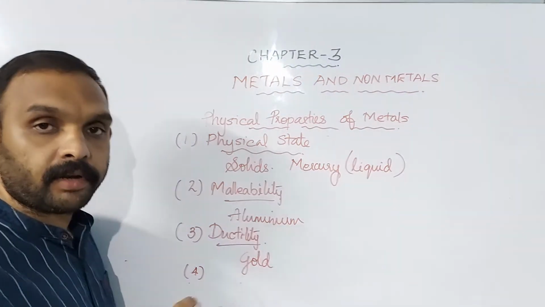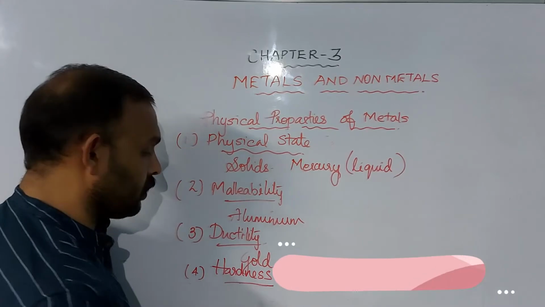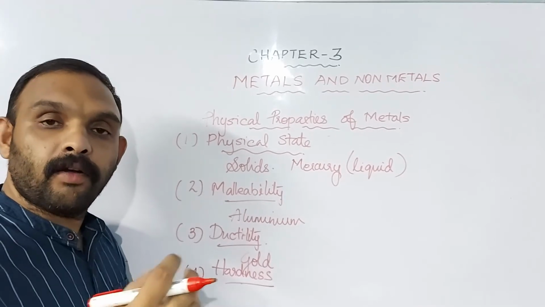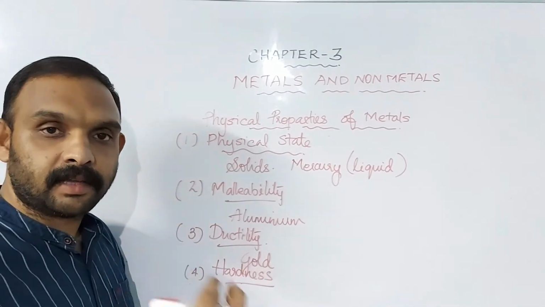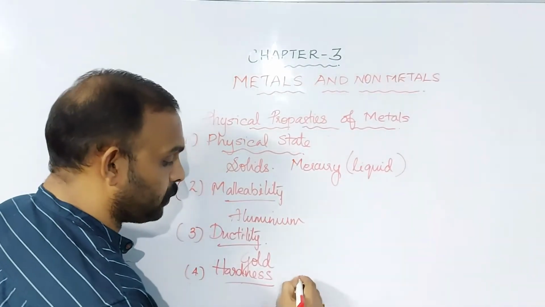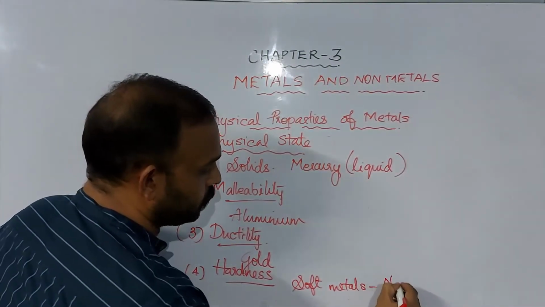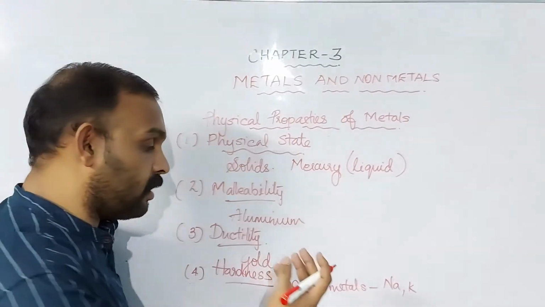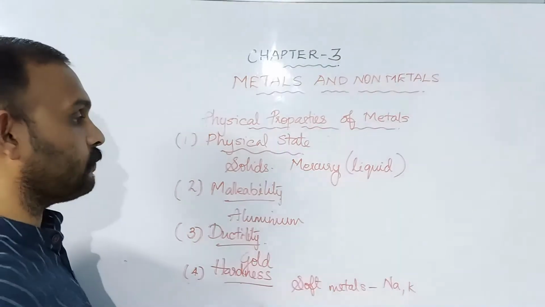The fourth important property is called hardness. What is meant by hardness? We know that metal means rigid. Generally metals are very hard, but some exceptions are there. Some metals like sodium, potassium, etc., are termed as soft metals because they can even be cut with the help of a knife. So it is an exception. Clear? Now we have the fifth one.